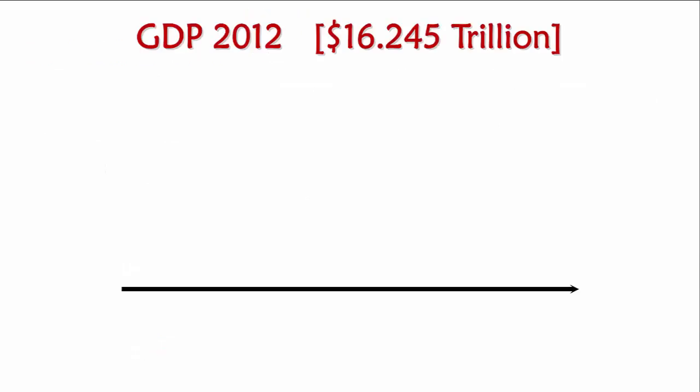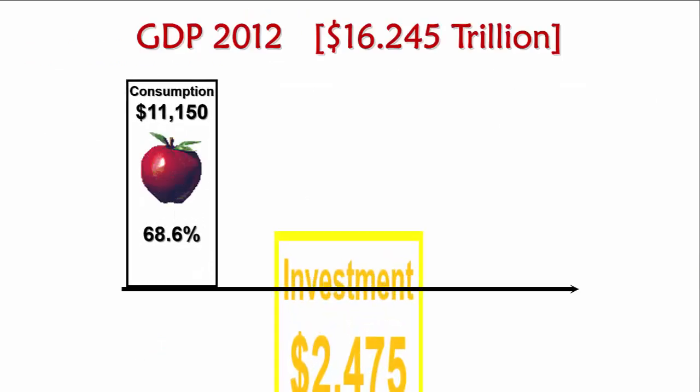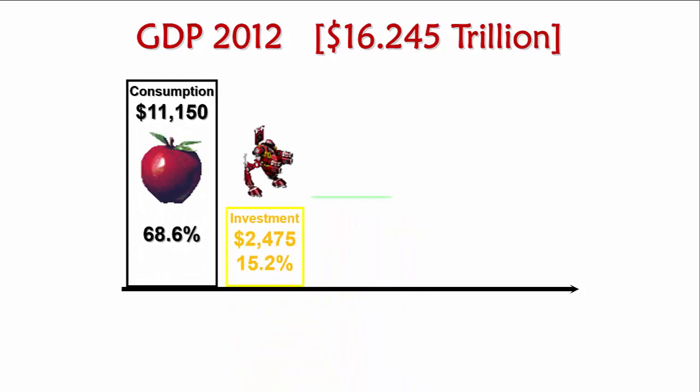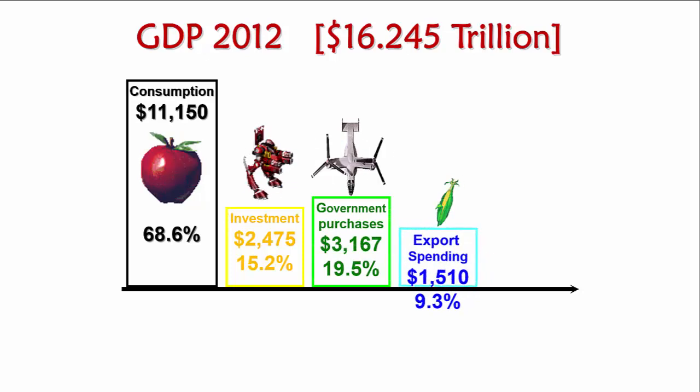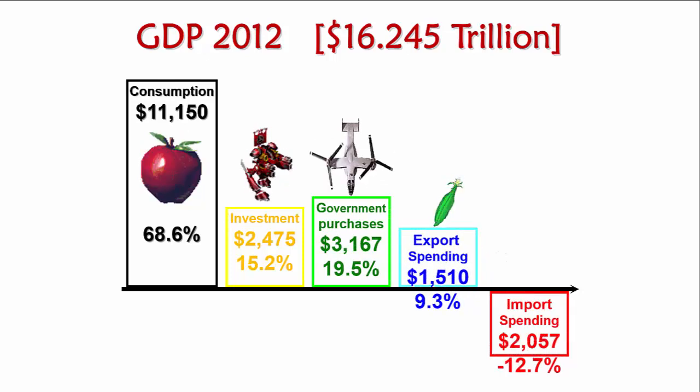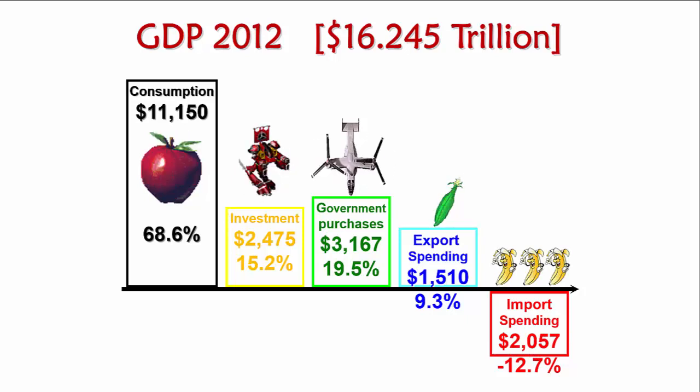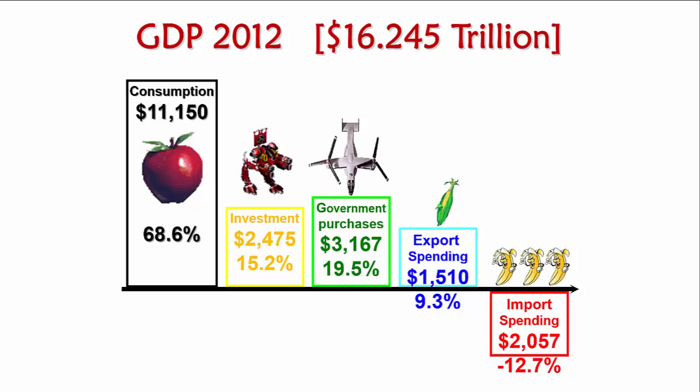Alright, so here is GDP in 2012. Again, we'll have similar percentages as before, but this is 2 years later than the last one we looked at. Consumption spending is still close to 70%. Investment spending is up a little bit from what it was 2 years previously. Government is down a little bit. Export spending and import spending are about what they were.